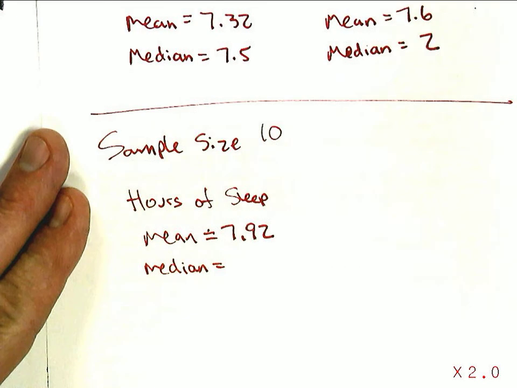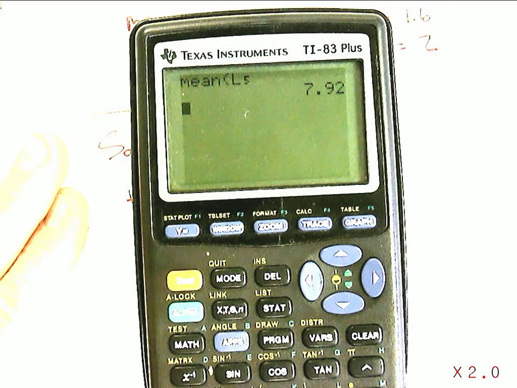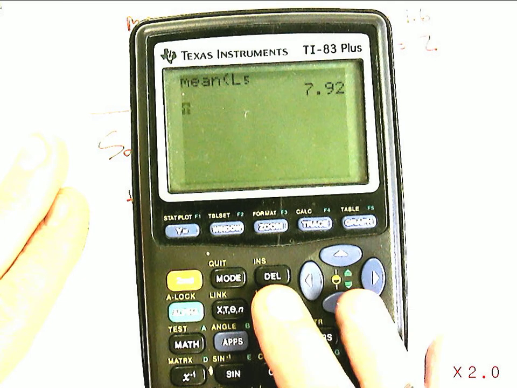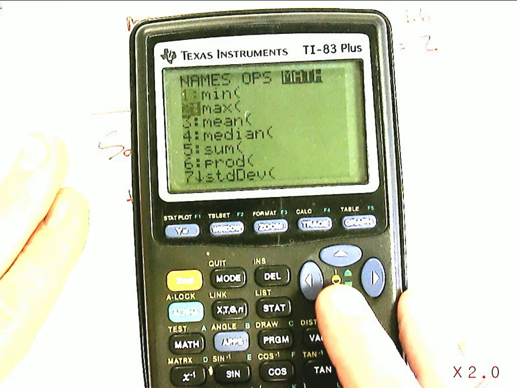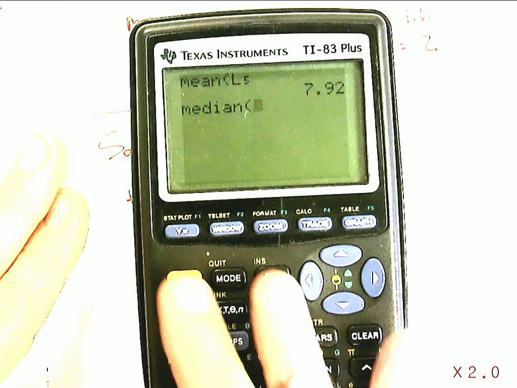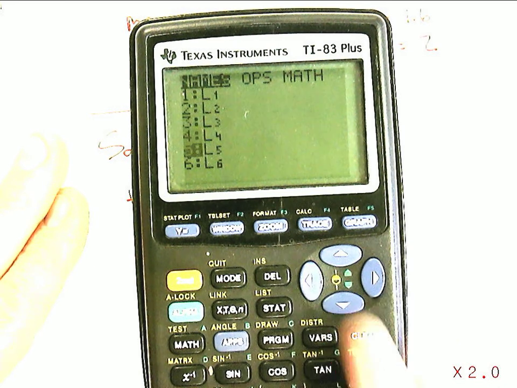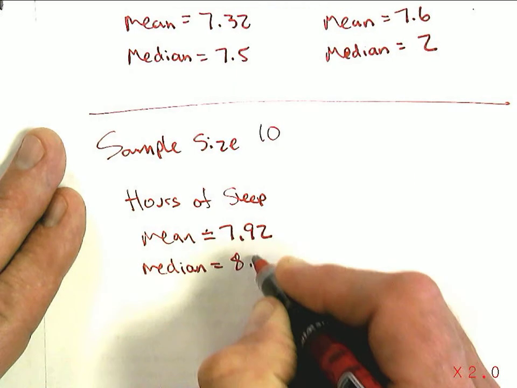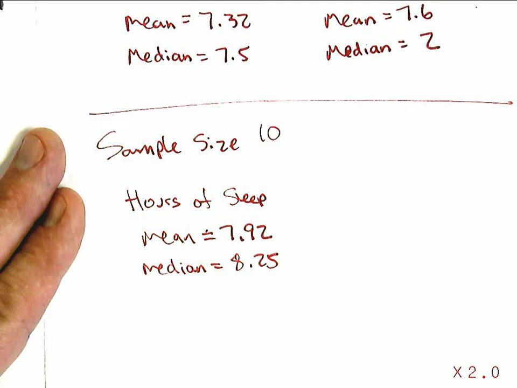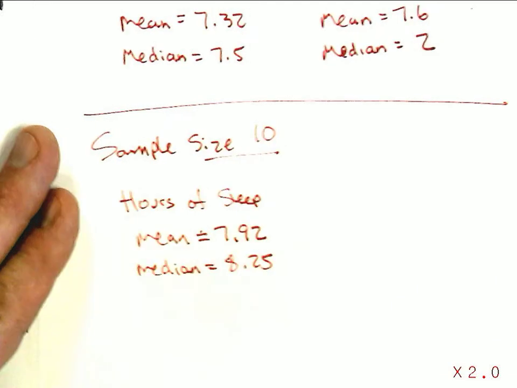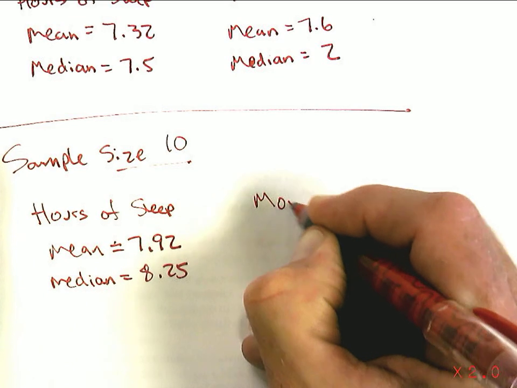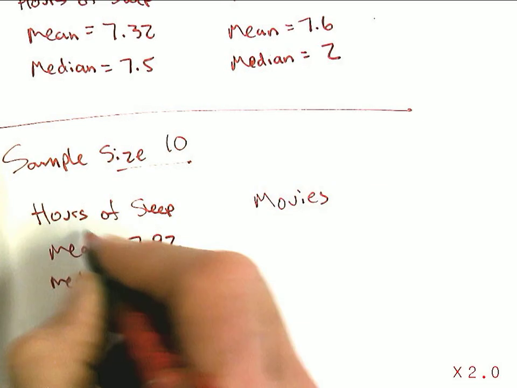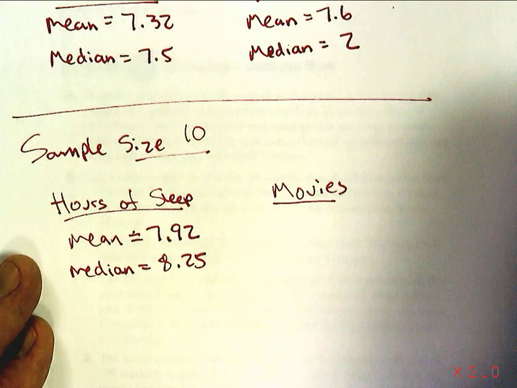So we're going to go back here, calculator, and second, stat, math, median, second, stat, list 5. That's my hours of sleep list. And so 8.25 is the median for my sample size of 10. And then now I need for movies. So I'm just kind of keeping a chart here, keeping track.